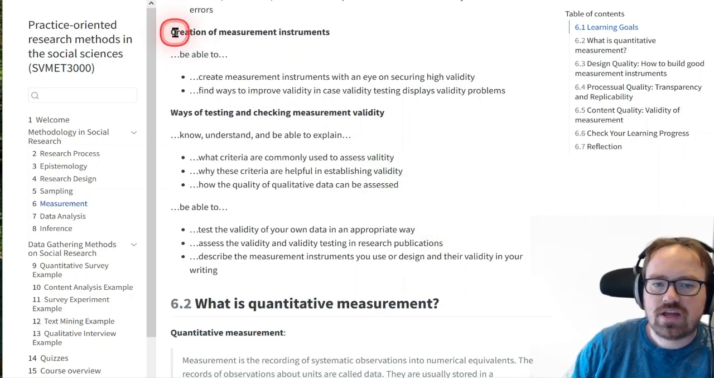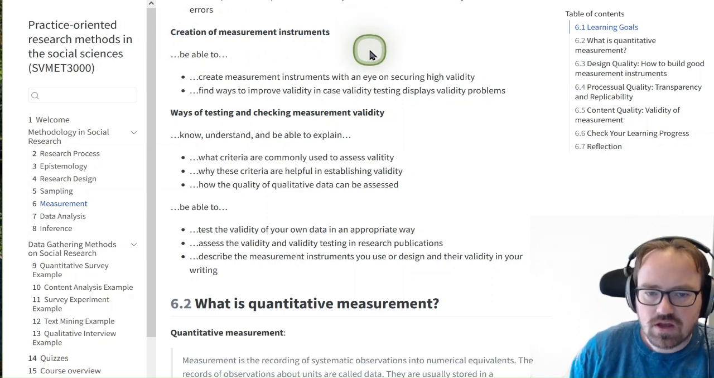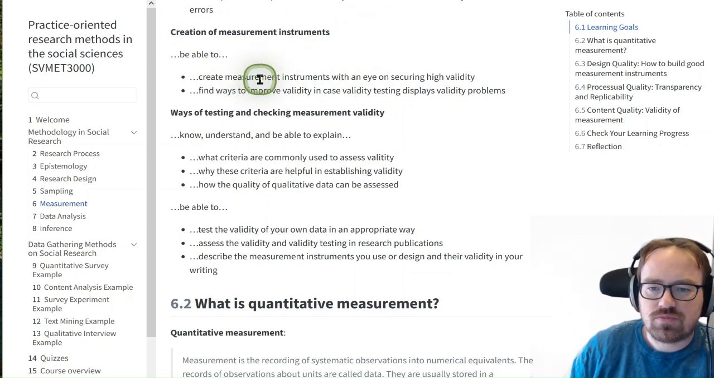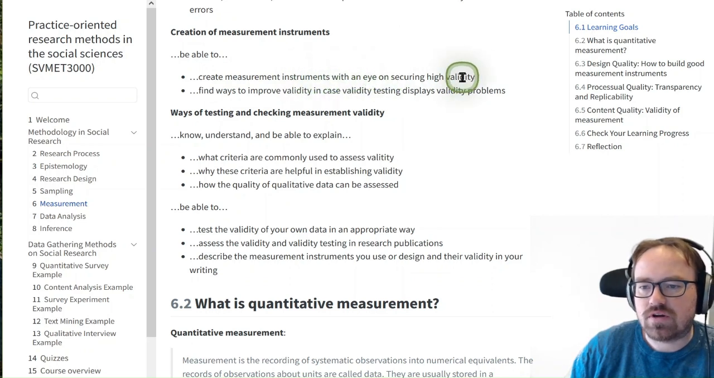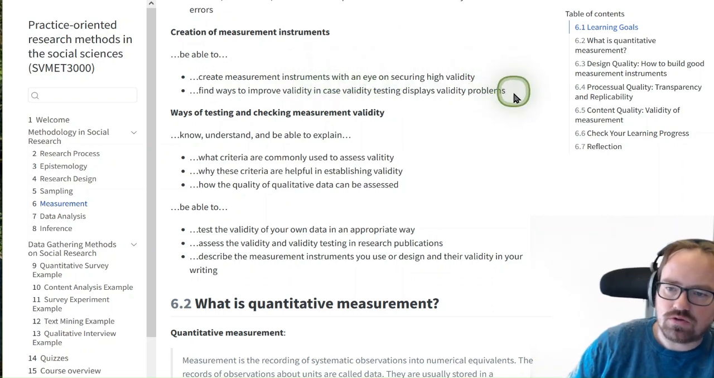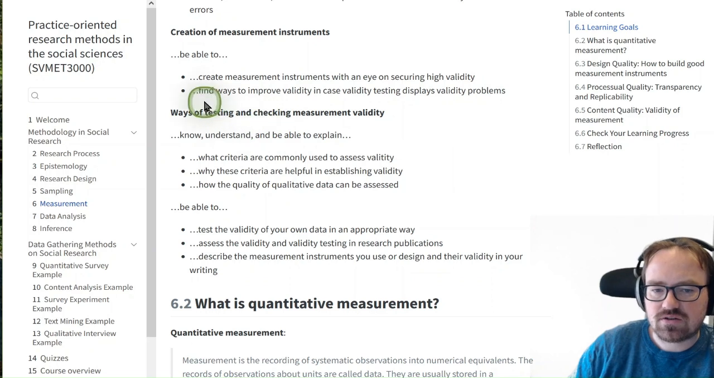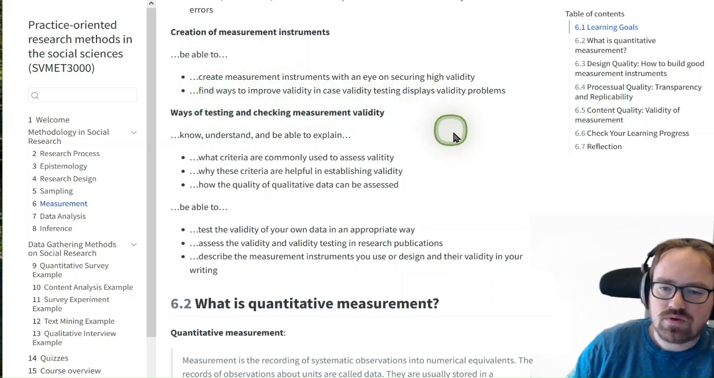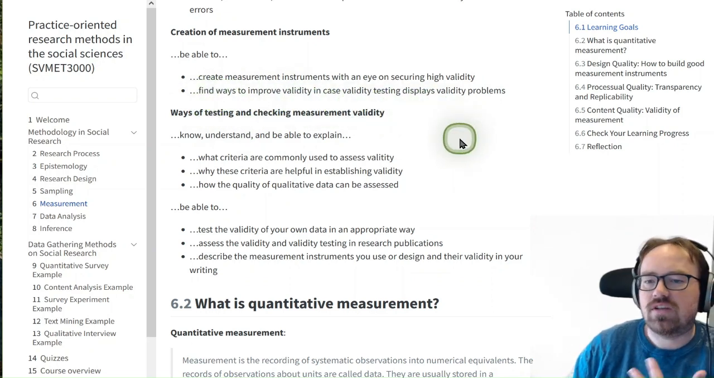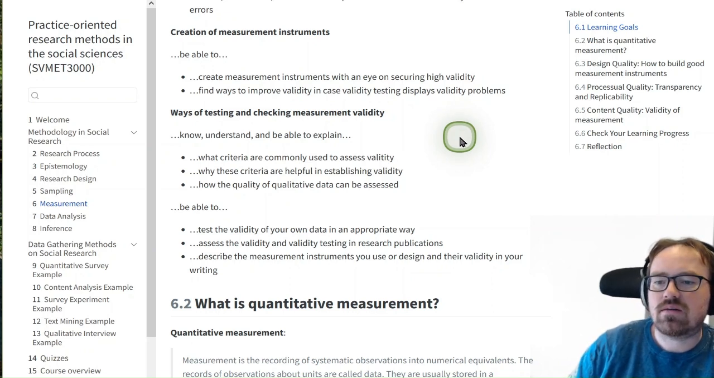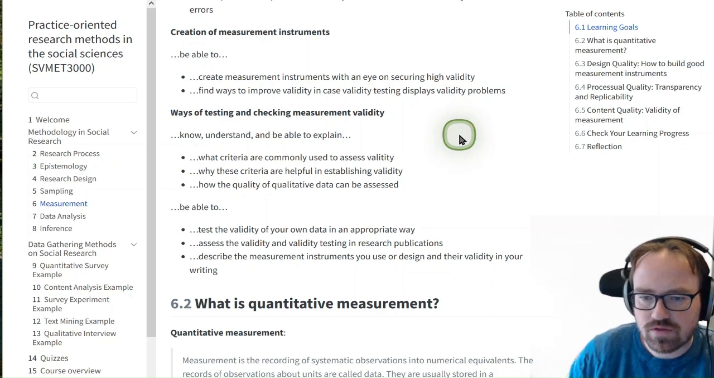Then you should have some practical knowledge about the creation of measurement instruments. You should be able to create measurement instruments with an eye on securing high validity. That means you also need to know what validity is and constitutes, and find ways to improve validity in case your validity testing displays some validity problems with your measurement.